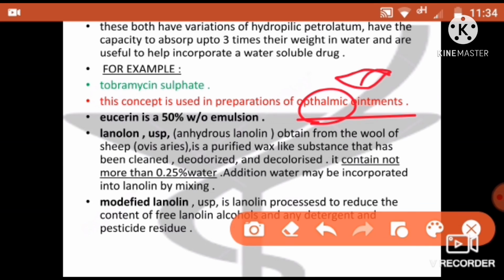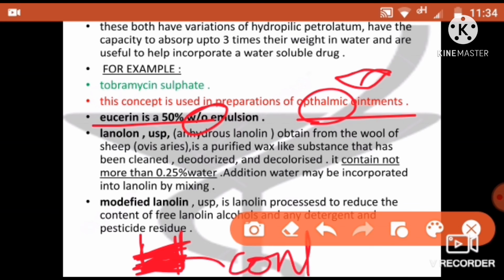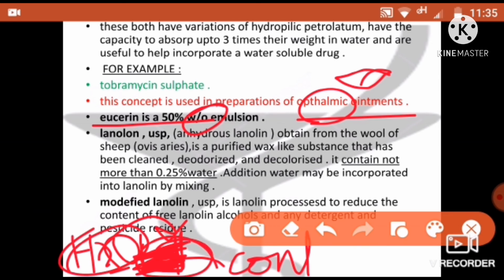Eucerin is a 50% W upon O emulsion. Okay, this is another example. You have to learn Eucerin. What is a W upon O emulsion? As we discussed, oil is present as a continuous phase and water is incorporated in it in a limited amount. So the 50% W upon O means 50% water and 50% oil is present in it.